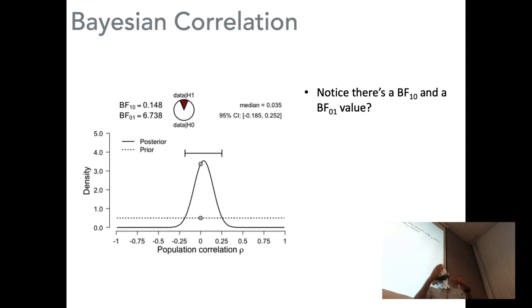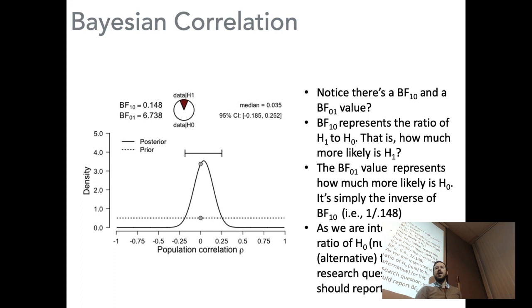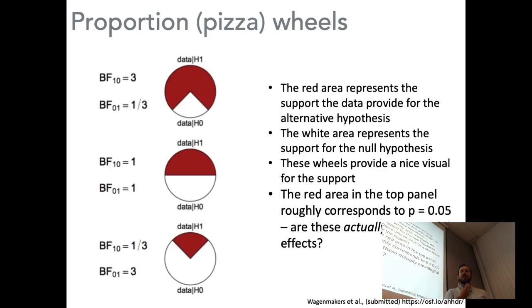They're just the inverse. But sometimes it's easier to interpret BF01 because you're saying that there's 6.7 times more relative evidence for the null, 0, compared to the alternative, 1. So it's simply just the inverse. And you can report either, but because we're interested in a null effect here, it may be more intuitive to report BF01.